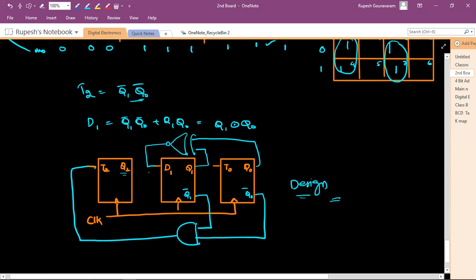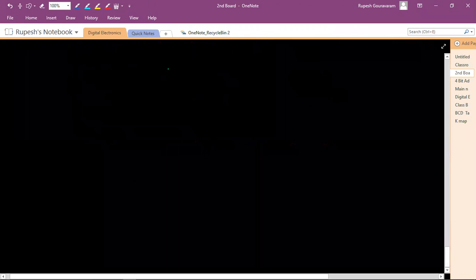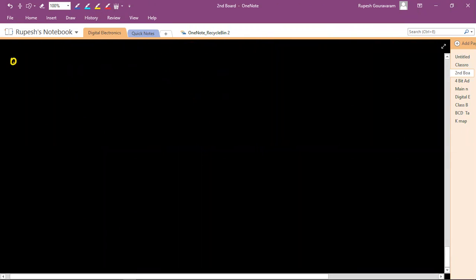So here Q2, Q1, Q0, if you acquire it every clock cycle, it will give you the values 7, 6, 5, 4, 3, 2, 1 and again 7, 6, 5, 4, 3, and so on. So this is the design of the counter. Now, hope you understood this question. Now we will move on to the next question. We'll slowly increase the level so that you'll understand each and every concept here.